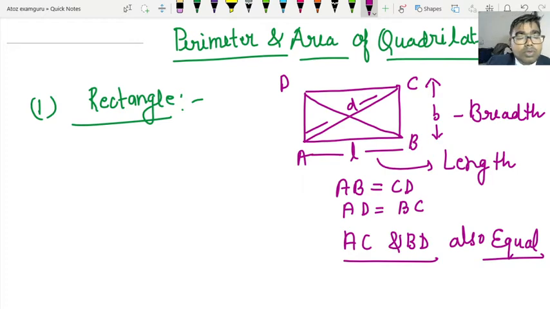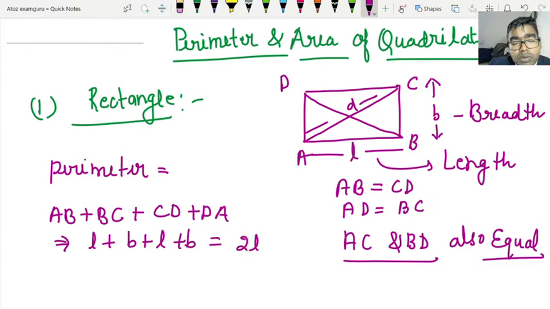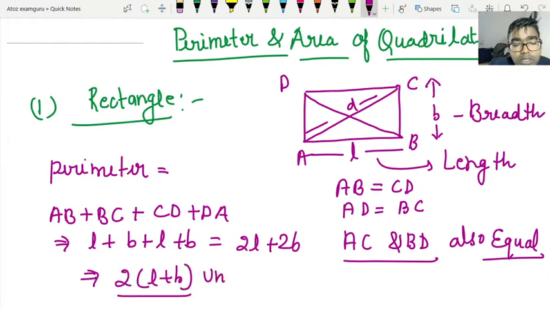Hence we have to find two things. First, the perimeter. What is perimeter? Length of all sides, right? So it is AB, BC, CD and DA. It means L plus B plus L plus B, that is twice L plus twice B. It means simply the perimeter is twice (L plus B), and whatever the unit is, you can write it.